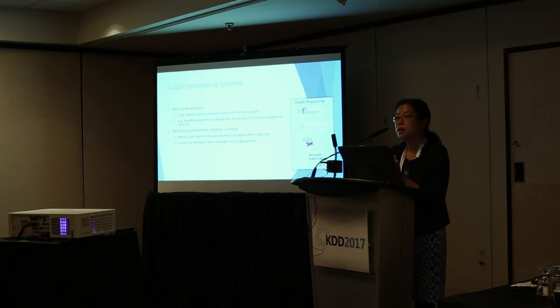The second type of graph analytics system is graph processing, and they focus on batch graph analytics. So these are usually long-running and often iterative analysis on the entire graph. An example would be PageRank to find the influencer. So it requires many iterations and takes a long time to compute.